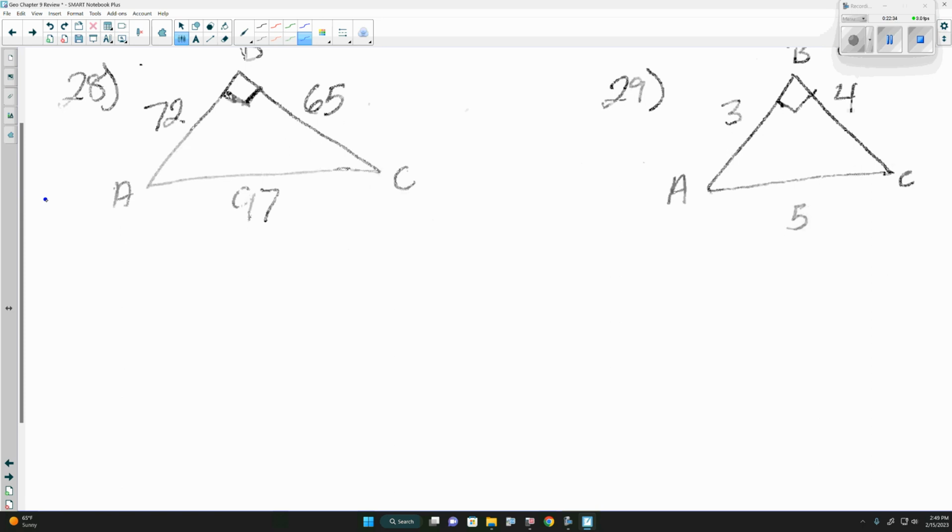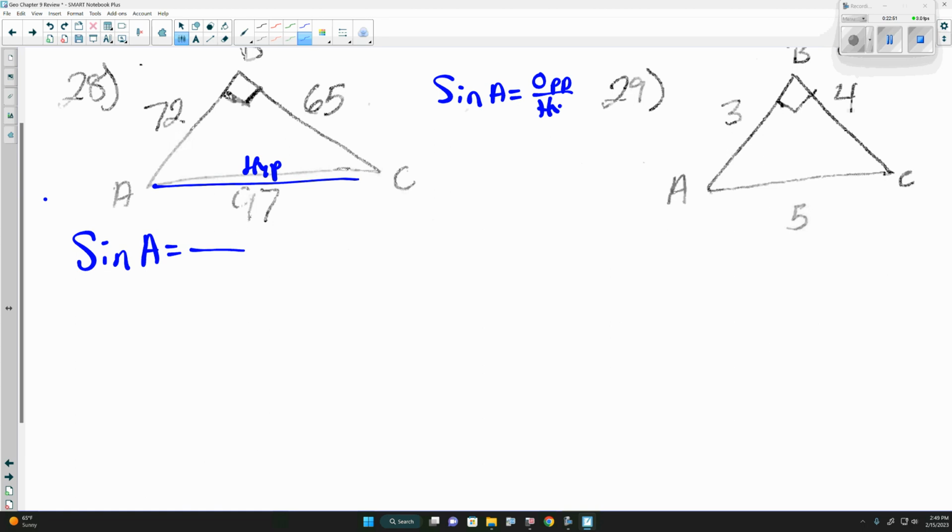28. So we can do sine of angle A. Now the hypotenuse is 97. Now sine, if y'all want to write this down, of an angle is opposite over the hypotenuse. Cosine of an angle is adjacent over the hypotenuse, and tangent of a given angle is opposite over adjacent.